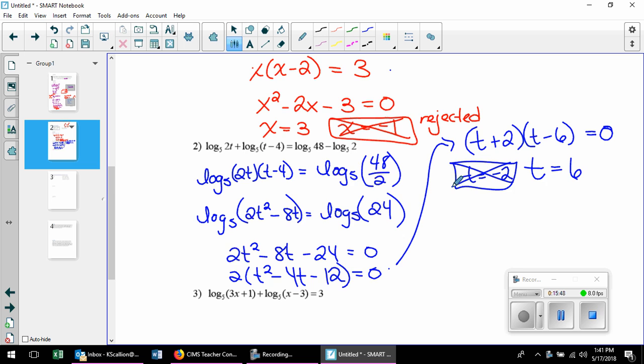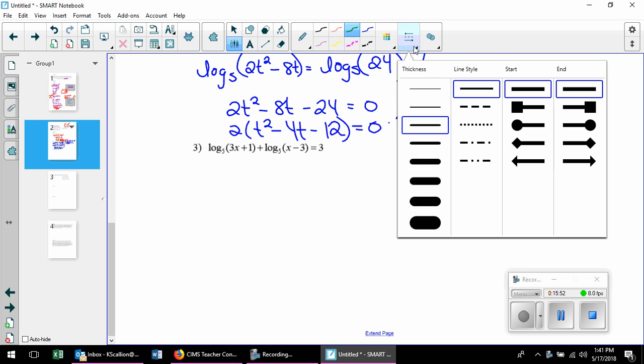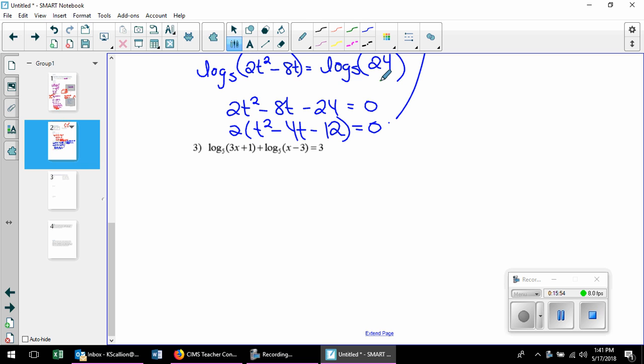All right, so this last one, I'm throwing a curveball at you. Right away looking at it, how is it different from the other ones? There's no log on the right-hand side. You can only drop logs when there's a single log on the left-hand side and a single log on the right-hand side. If there's not, then you need to put it in exponential form.